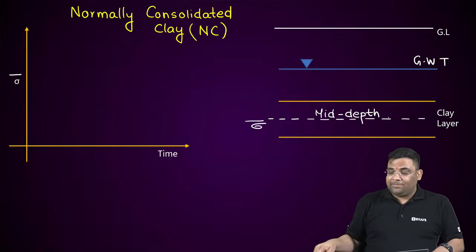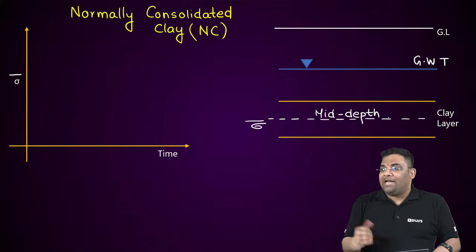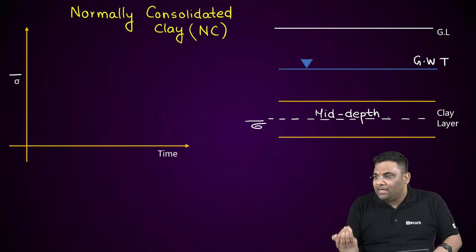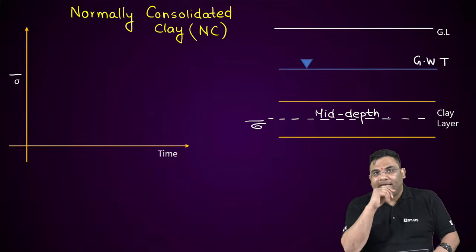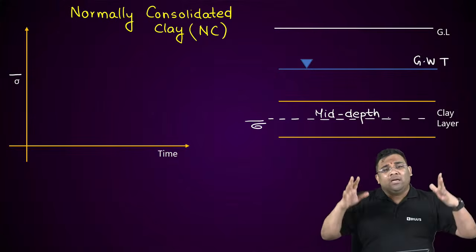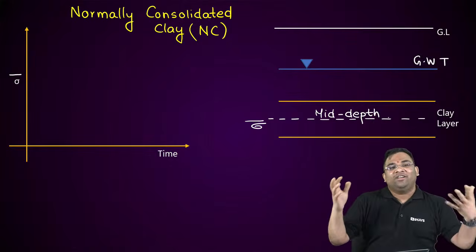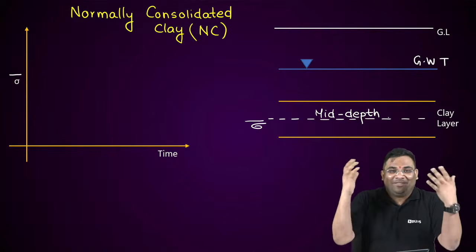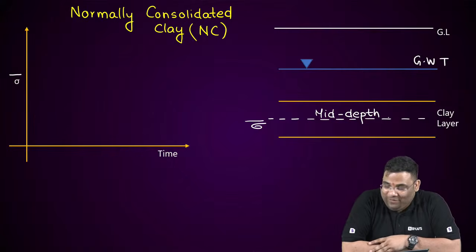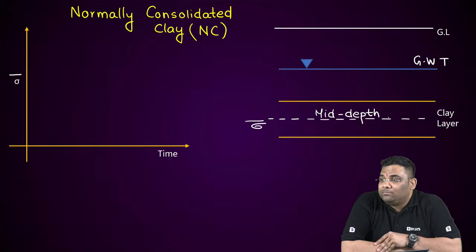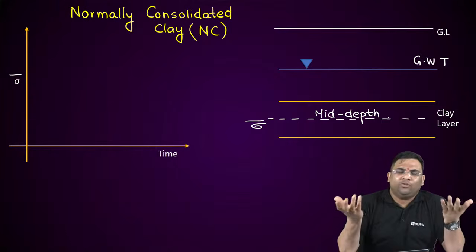So will the effective stress remain constant or will it change with time? Tell me. Will the effective stress at the mid depth of the clay layer remain constant or change with time? And time means what? A long time, years. Suppose 500 years, 600 years, 1000 years. Will the effective stress change or not change with time? Yes, it is supposed to change, right?